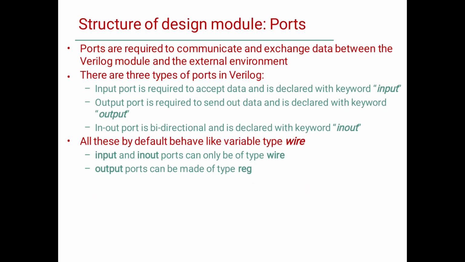The ports are required to communicate and exchange data between the Verilog module and the external environment, because inputs and outputs are mandatory for any communication. There are three types of ports in Verilog. Input ports, declared with the keyword input. Output ports, used to transfer data, with the keyword output. And inout, a bidirectional input-output port. By default, all these behave like data type wire. Input and inout ports can only be of type wire. Wires are used for interconnection. Output ports can be of type reg. Reg is used for storing data.